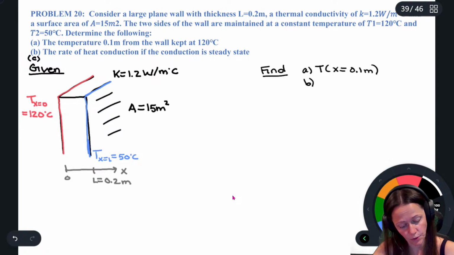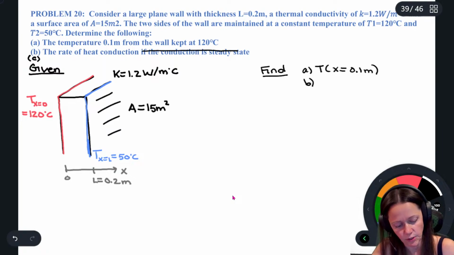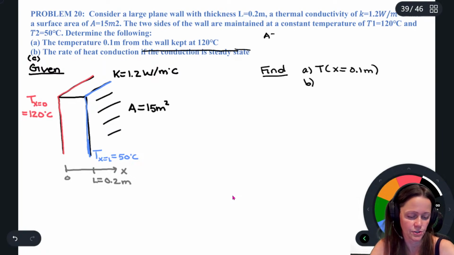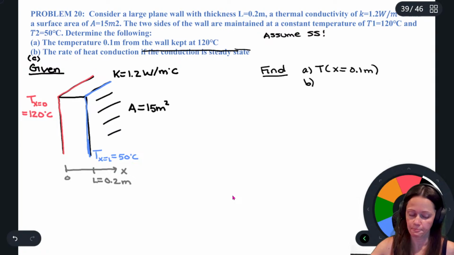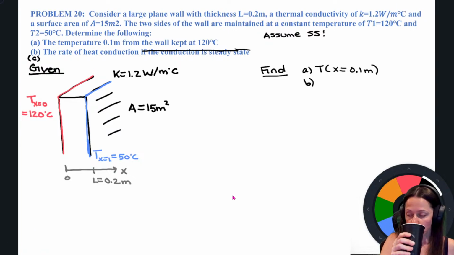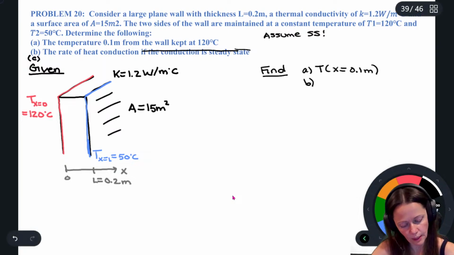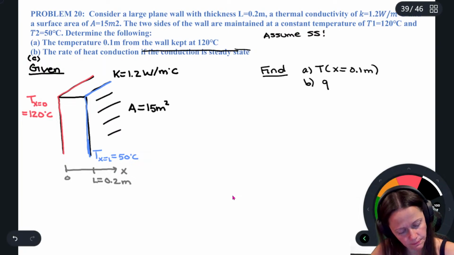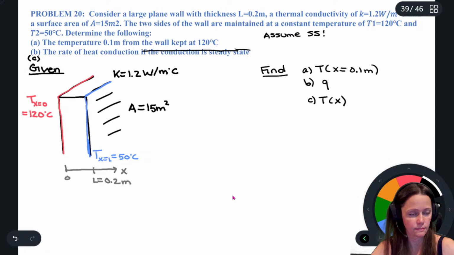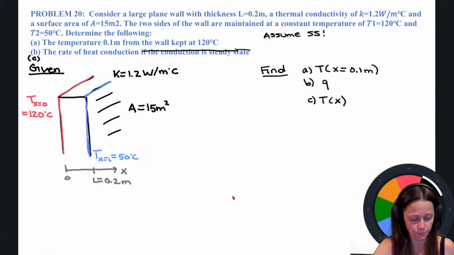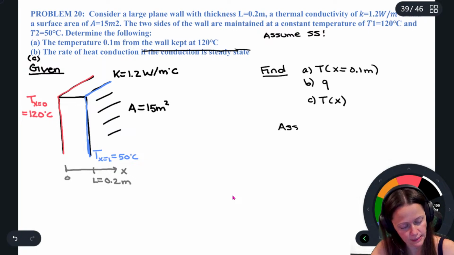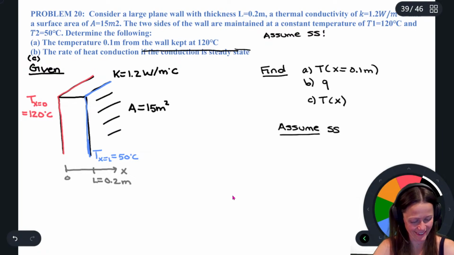I want to find the rate of heat conduction if it's steady state. I'm going to cross this out and just assume it's steady state. Okay. Rate of heat conduction. And I just want to get the general form of the temperature distribution. That's it. All right, so as far as my assumptions go, I'm going to go ahead and put steady state on there.